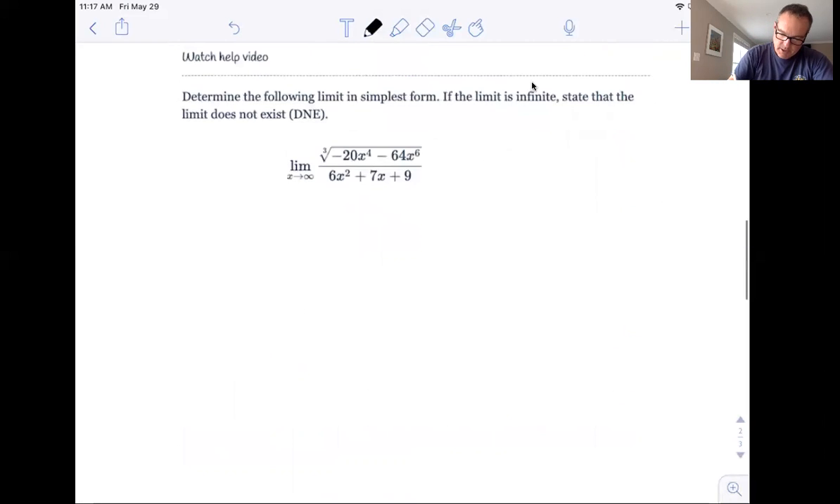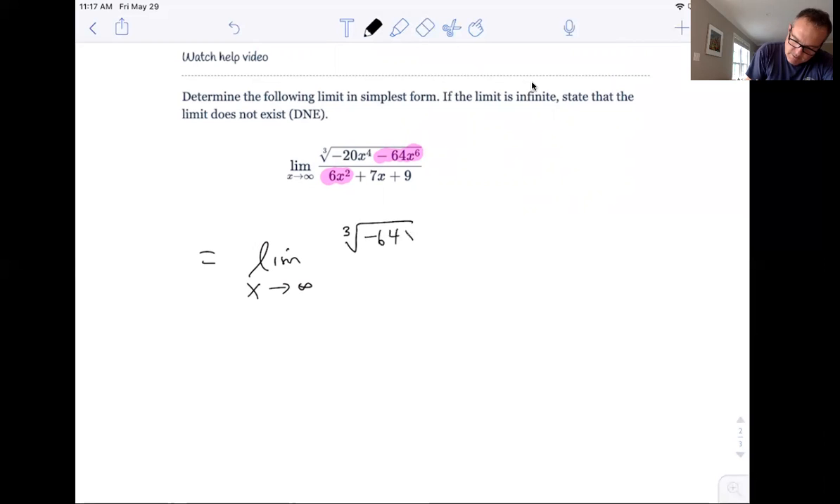Okay, one more example here. And again, highest power, top and bottom, x to the sixth, x to the second. Again, we're doing the limit at infinity. And I'm going to just ignore everything except the highest power, top and bottom. This is 6x squared. And I could do a little mathemagic up top with cube root of negative 64. That's negative 4. The cube root of x to the sixth is x squared, over 6x squared.